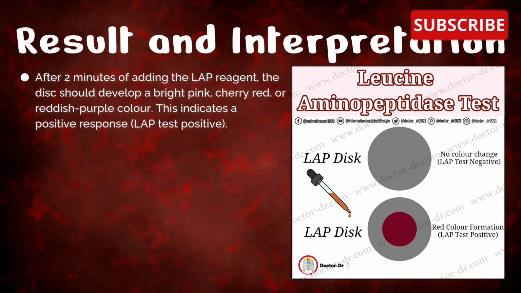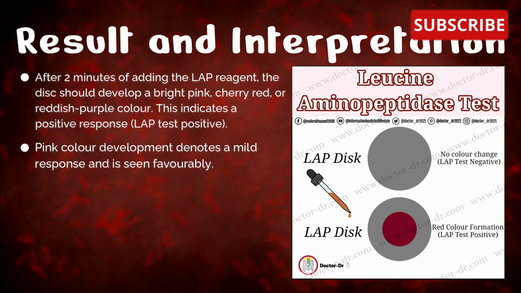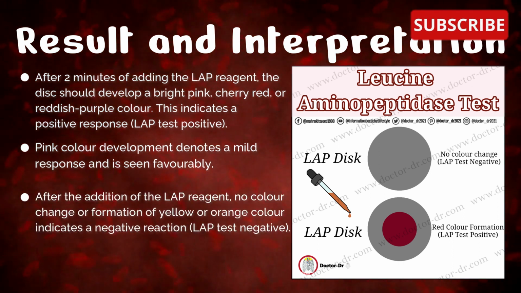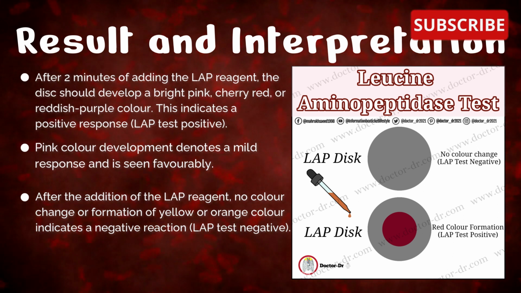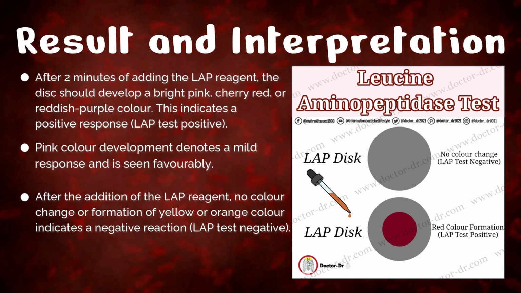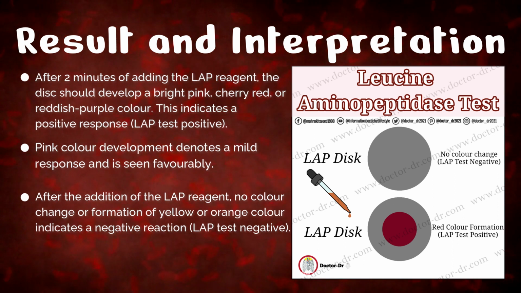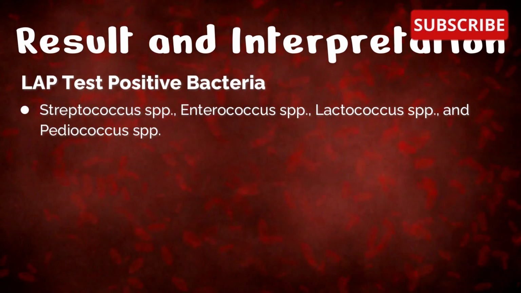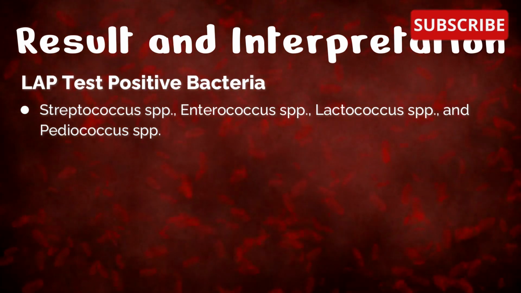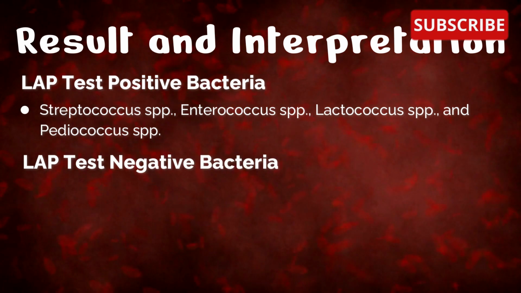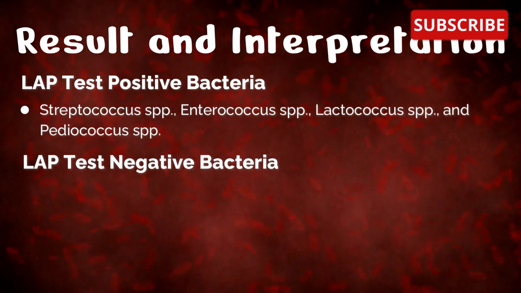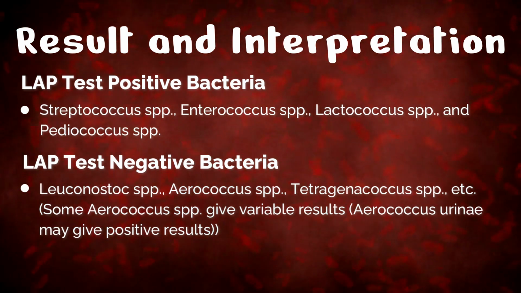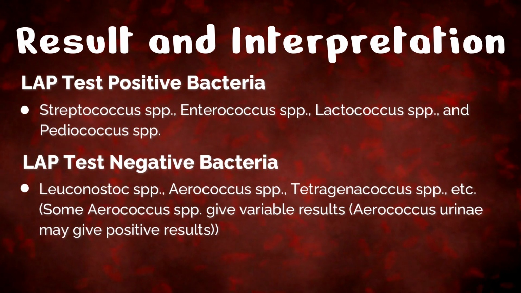The test is positive. Pink color development denotes a mild response and is seen favorably. After the addition of the reagent, no color change or formation of yellow or orange color indicates a negative reaction. The test is negative. Bacteria which are test positive are Streptococcus species, Enterococcus species, Lactococcus species, and Pediococcus species. Negative test bacteria are Leuconostoc species, Aerococcus species, Tetragenococcus species, etc.